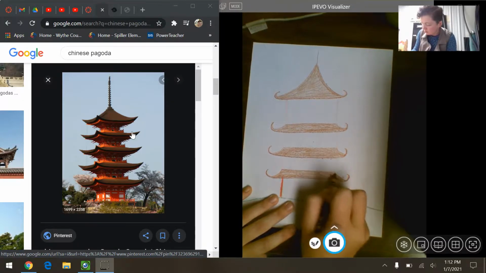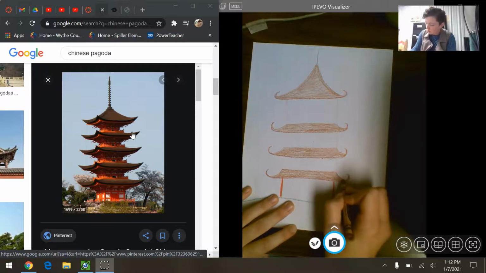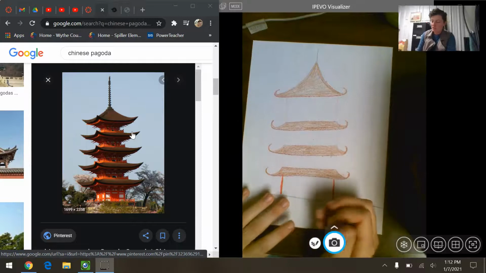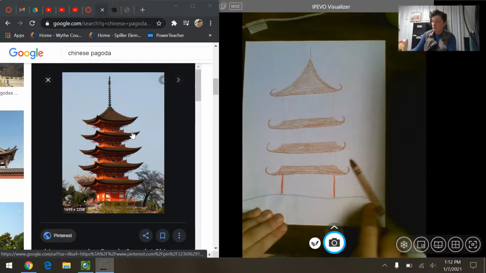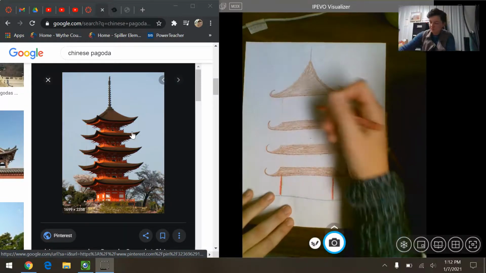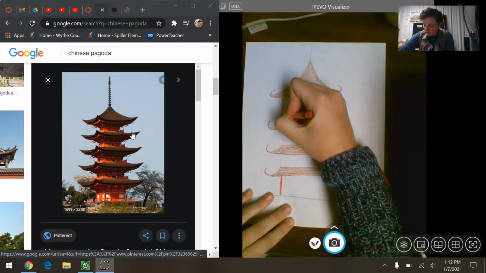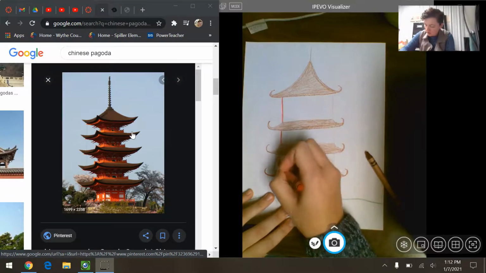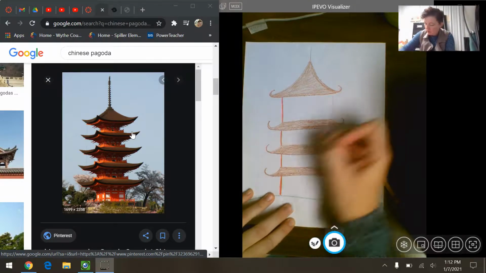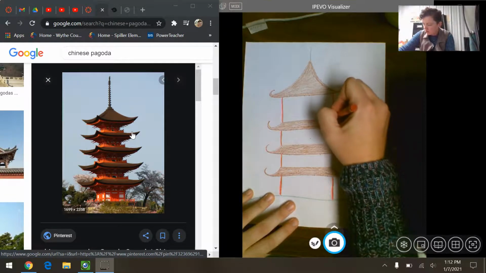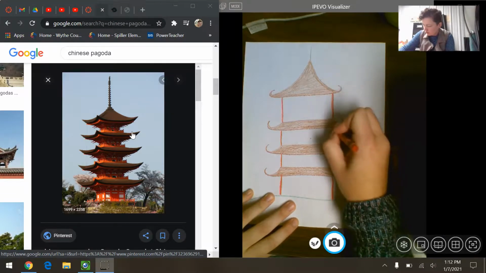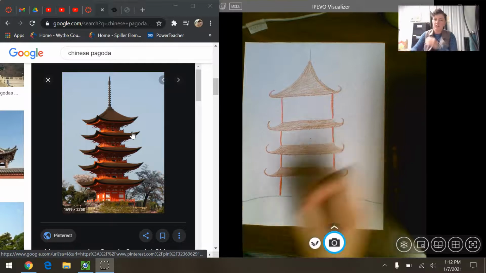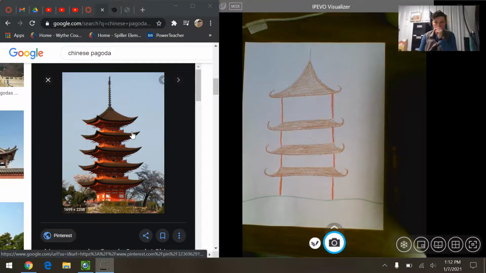Alright, next what we have to do is we're going to use our red to go back over our vertical lines we made. So there's our two art words, horizontal and vertical. Alright, so our vertical lines right here. Alright, so there's our pagoda.